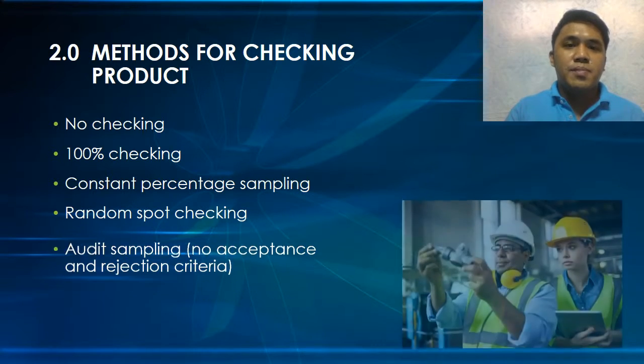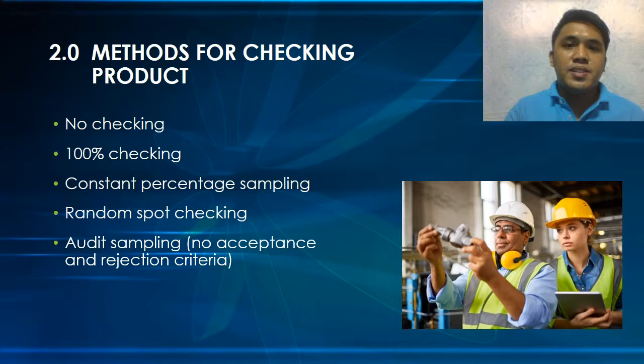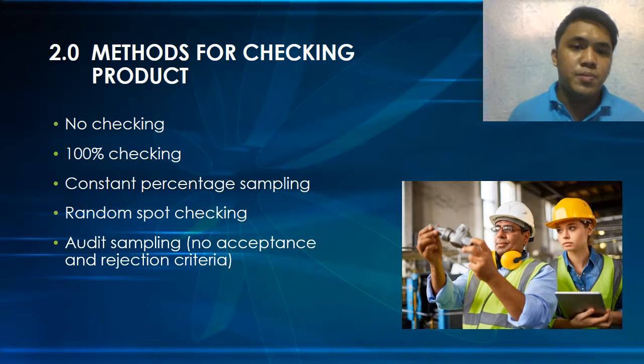Next is the audit sampling. It is sampling that is done on a routine basis, but acceptance criterion is not specified. Audit sampling is used where the manufacturing quality controls are known to be working correctly. The process capability must be known, and the chance of defective products arriving at the inspection point must be very small.